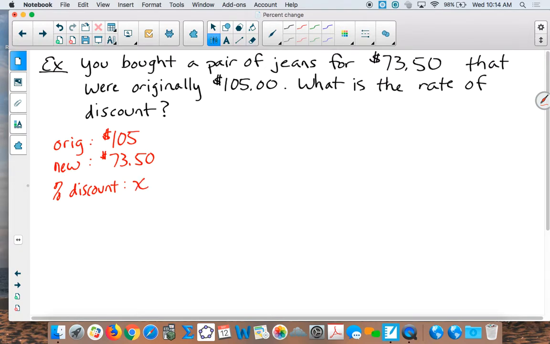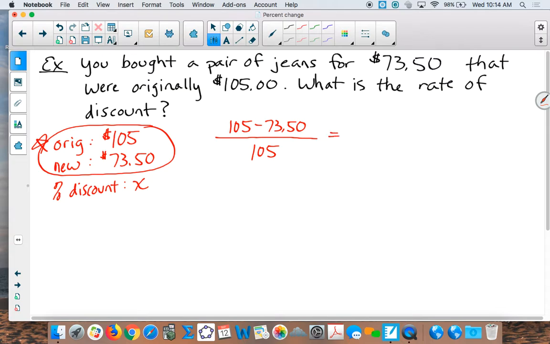Okay? So our formula is the positive difference. So what that means is you want to subtract your original and new values, making sure to put the larger number first. So 105 minus 73.50 divided by the original. Okay, your original is always your denominator. And that will give us our percent change. So doing our subtraction, 105 minus 73.50 is 31.50 divided by 105 will give us our rate of change.